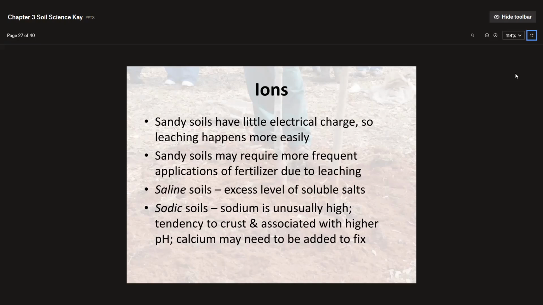So in order to fix something like that, when you see that occurring in your soil, you may need to add calcium to fix that issue. Okay? But knowing what type of soil you're dealing with in the first place really helps, right, in how to help your tree, right? So it's good to know these things.